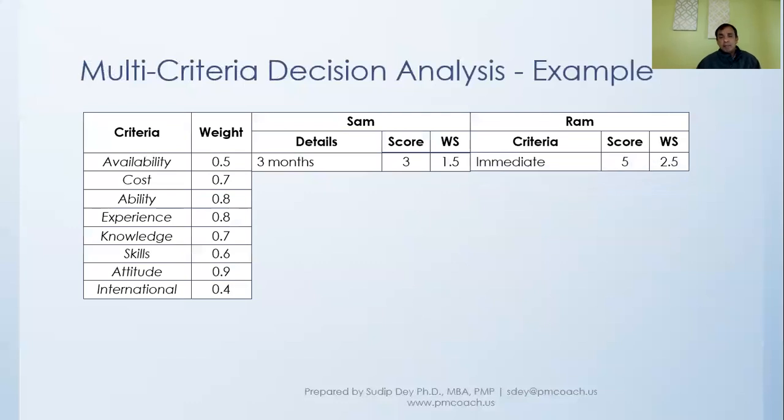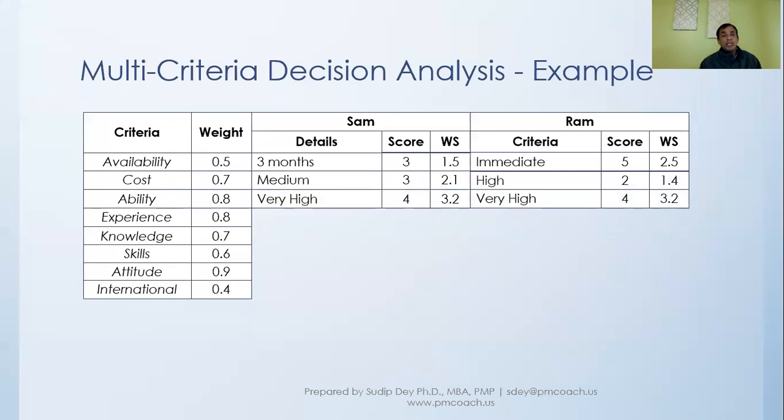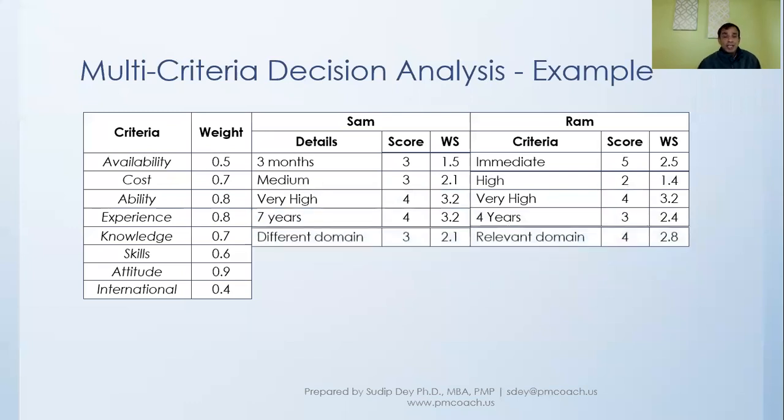Similarly, we look at Ram, and in this criteria, because Ram is available immediately, we are giving a score of 5. So the weighted score for Ram is 2.5. We look at the next one, for example, cost. Again, we look at what the cost is, and we look at the score based on the criteria that this particular person provides, and then we give a weighted score. So we calculate a weighted score for each of the criteria for both these candidates.